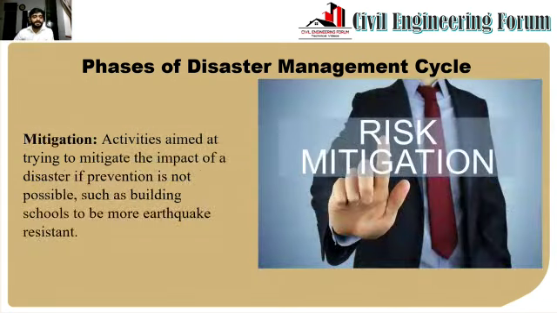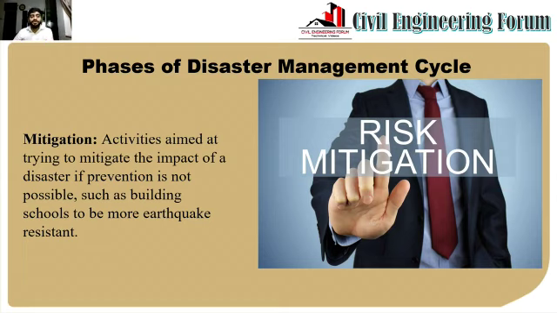Then second is mitigation. Activities aimed at trying to mitigate the impact of a disaster if prevention is not possible, such as building schools to be more earthquake resistant. See, sometimes it is not possible to take preventive measures for any disaster such as an earthquake, but we can try to make these structures earthquake resistant, which may at least save their lives.